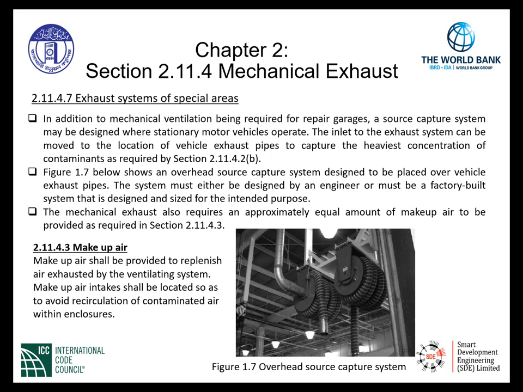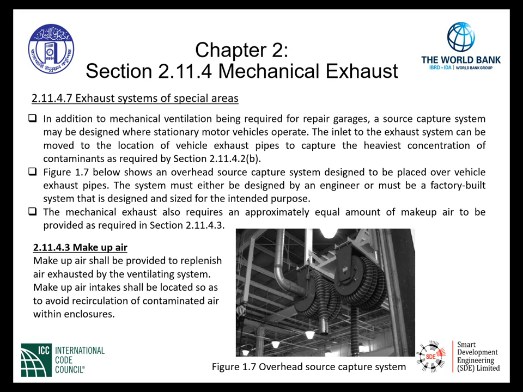In addition to mechanical ventilation being required for repair garages, a source capture system may be designed where stationary motor vehicles operate. This is an inlet to the exhaust system that can be moved to the location of a vehicle exhaust pipe or pipes to capture the heaviest concentration of contaminants as required by Section 2.11.4.2 Item B. Figure 1.7 below shows an overhead source capture system designed to be placed over vehicle exhaust pipes.